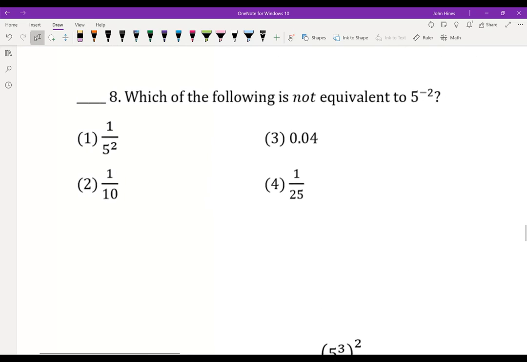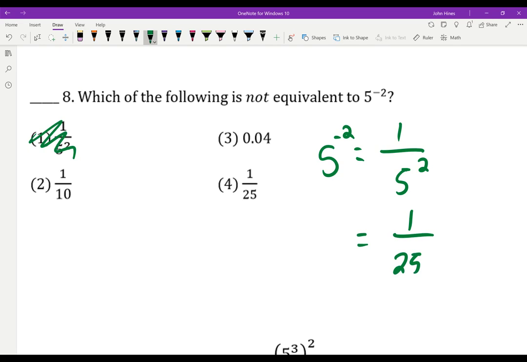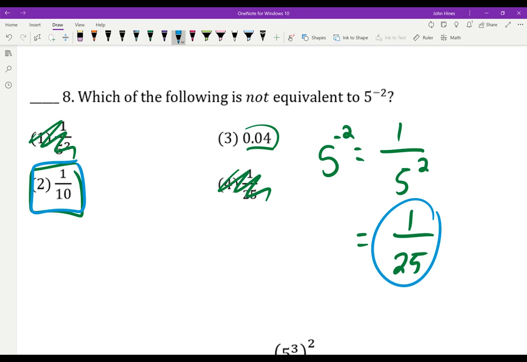So which of the following is not equivalent to 5 to the negative 2? Well, the first thing I notice is that's 1 over 5 squared, right? The negative throws me in the bottom. So choice 1 matches up. Well, what's 5 squared? 1 over 25. That matches up. And if I type that in my calculator, I'll get 1/25. So which one's not equivalent to it is 1/10. It's not 1/10, it's 1/25. So this is which one is not equivalent to it.